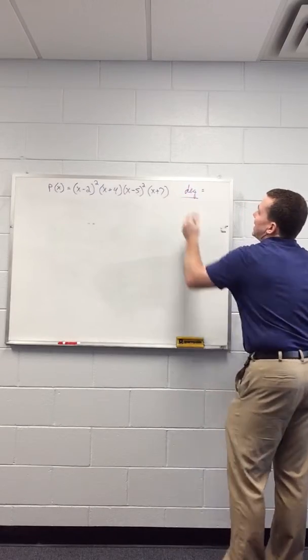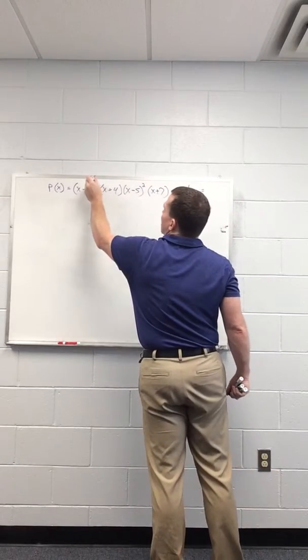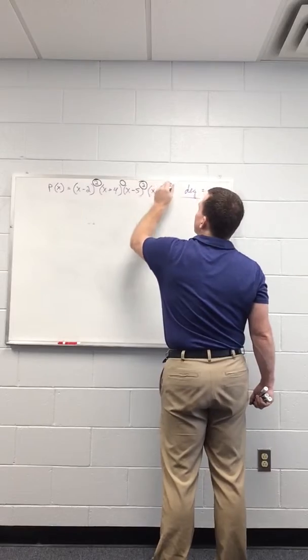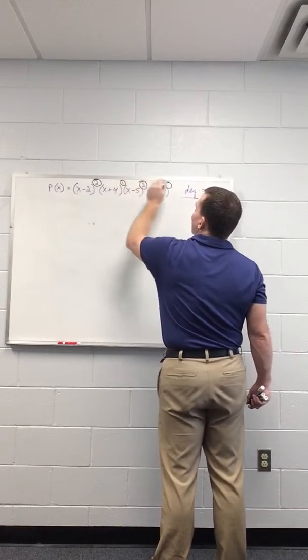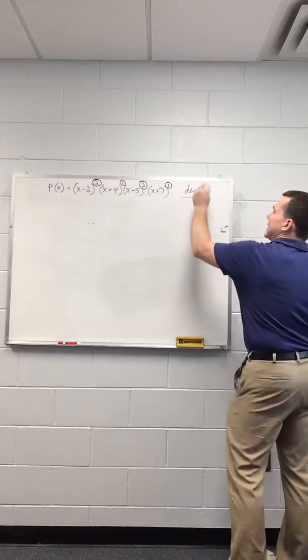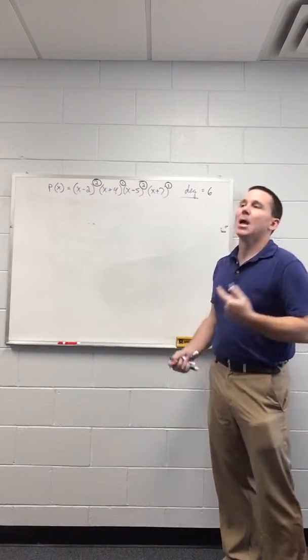So it will be a polynomial, but I'm going to need to know the degree. And as far as finding the degree goes, if it's in factor form, all you do is add up the powers of all the factors. We understand this is 1 if it's not listed. So I get 2 plus 1 plus 2 plus 1. That's 6. So this polynomial has degree 6.